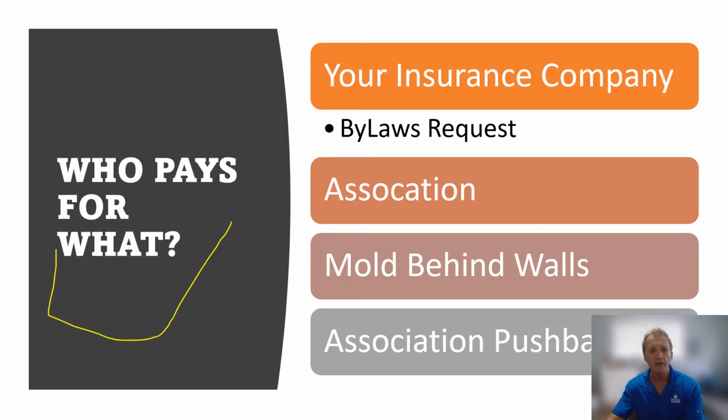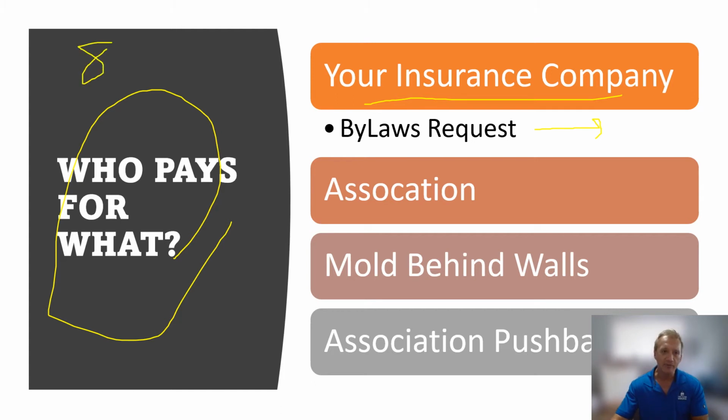Who pays for what? So your insurance company, as we talked about in the very first slide, will ask for the bylaw request. 80 to 90% of the time, your association is going to be responsible for what we had discussed: the drywall, the ceiling, subflooring, the common areas of the condominium. 80 to 90% of the time, that's in your bylaws.